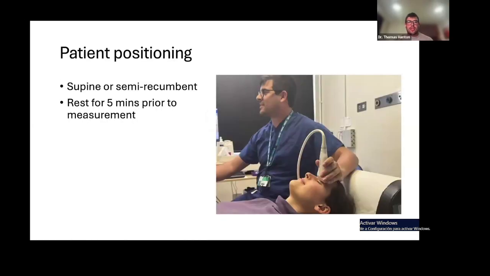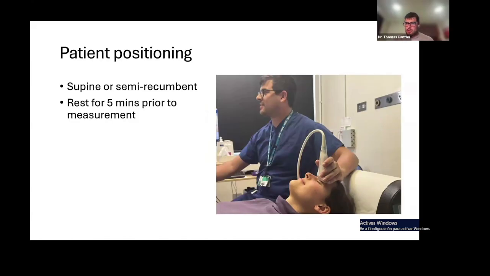So what you want to do is make sure that your patient is well positioned. You want to have them supine or semi-recumbent. Ideally, you'd want them to rest for 5 minutes prior to measurement. Sometimes the optimal way to do this, if you were doing it as part of another scan, is to do the ophthalmic artery towards the end of the scan.